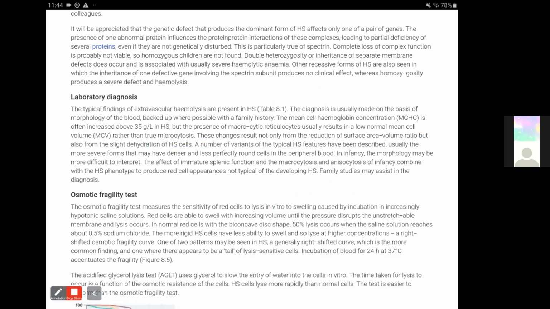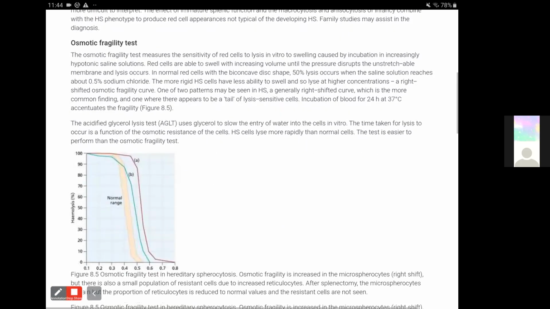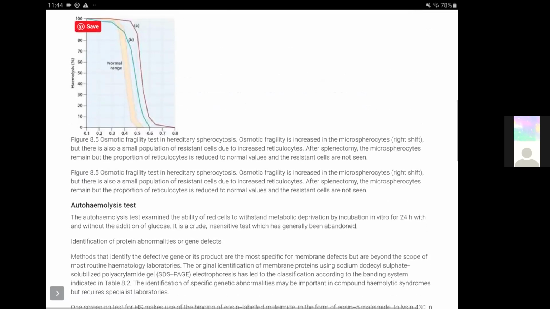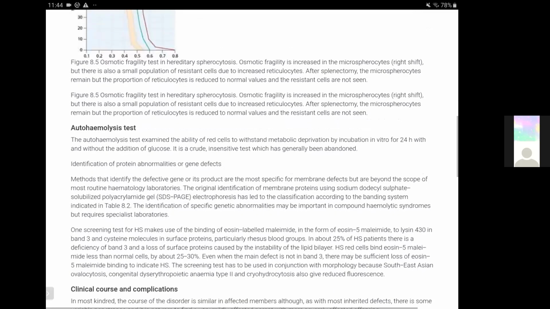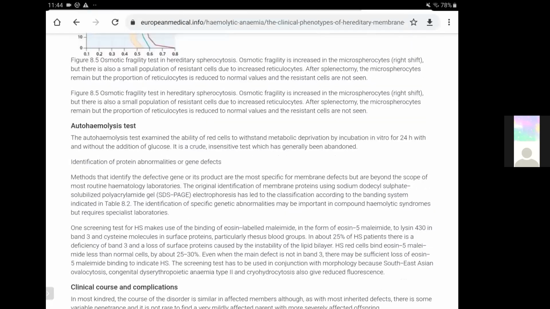And then we come on to these tests that I mentioned: the osmotic fragility test, the acidified glycerol lysis test, and also the autohemolysis test. And another one is the SDS-PAGE for the protein abnormality, and then the eosin-5-maleimide binding assay, which is done for the detection of band 3 defects.